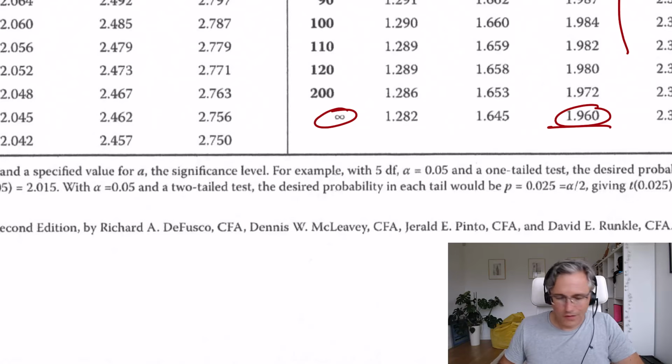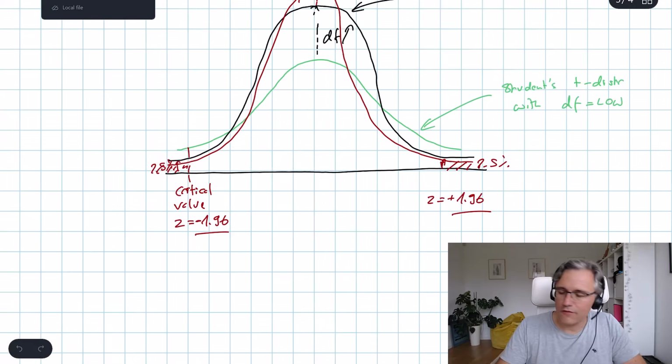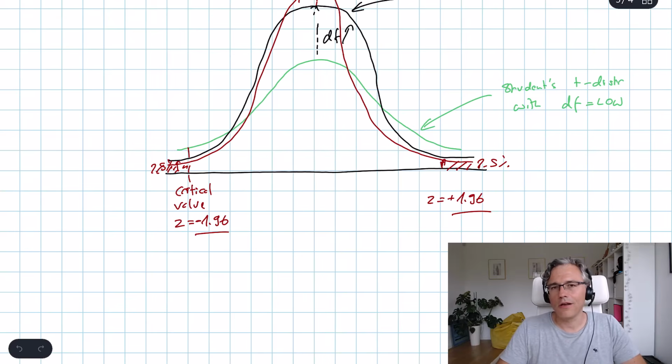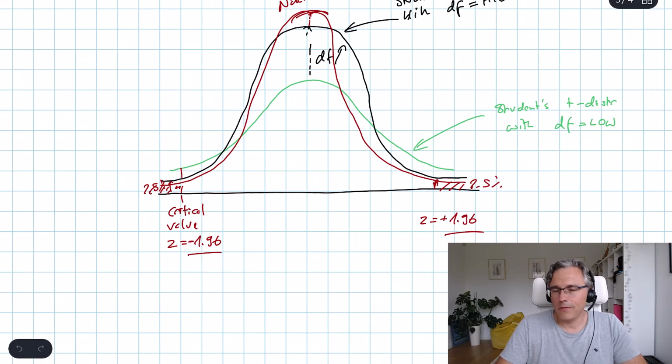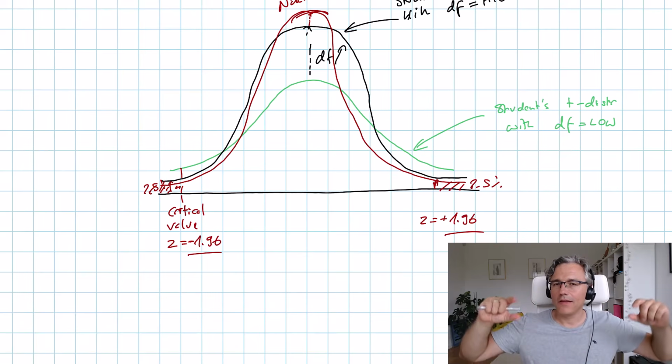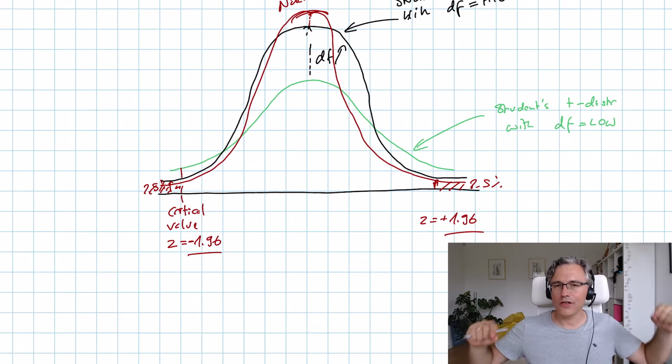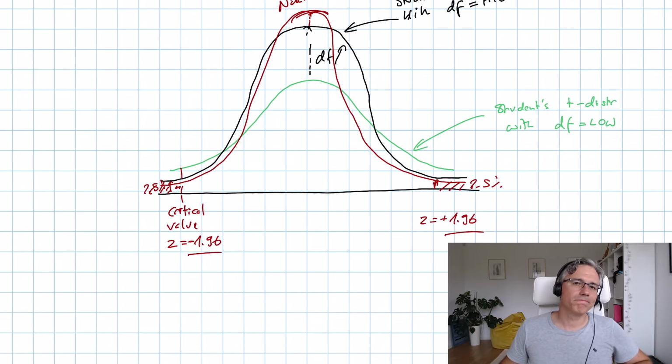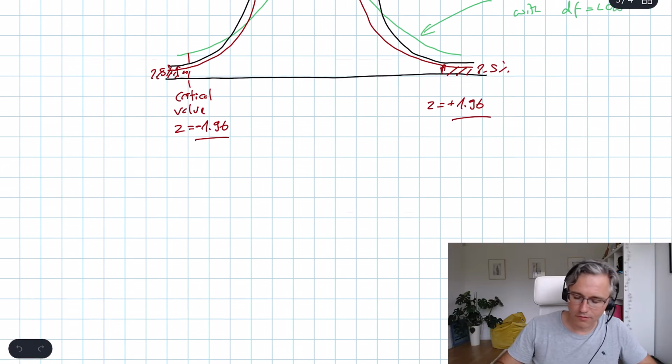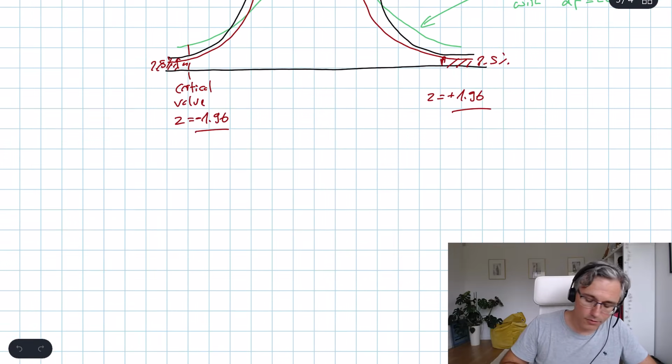Now, in theory, this happens when you've got an extremely large sample size, but that kind of defeats the purpose of doing sampling when you've got an infinitely large sample size. Anyway, the tails become thinner and thinner as you increase the degrees of freedom, and you approximate or approach a normal distribution with the student's t distribution.